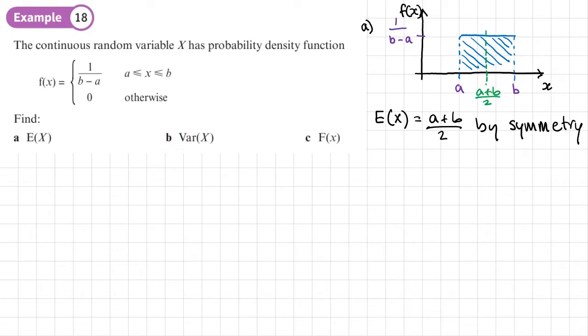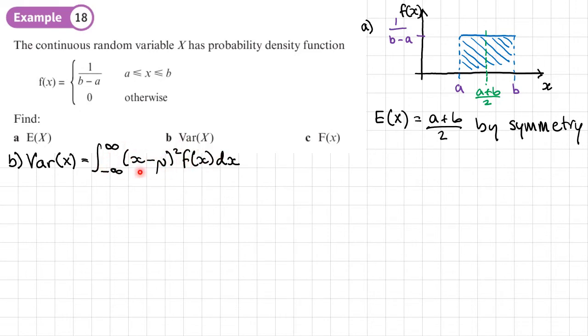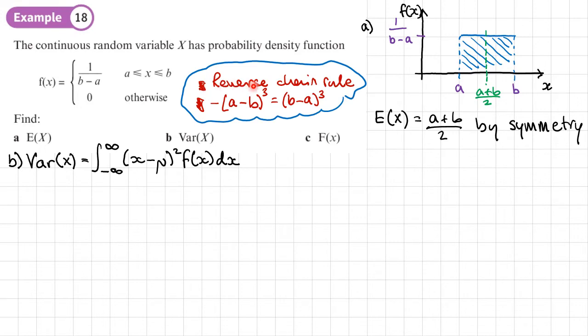Part B, we need to find var x. Now this is an algebraic proof to find var x, so you might want to watch this through a couple of times, and you'll need to know this proof and be able to reproduce it in the exam, this proof from first principles. So we're going to start by using this definition of the variance, not the other one, which is the integral of x squared times by f of x minus the mean squared, because the algebra is a bit more straightforward in this proof here. And as we go through the proof, it's going to require us to know and use the reverse chain rule, and also this identity that is here.